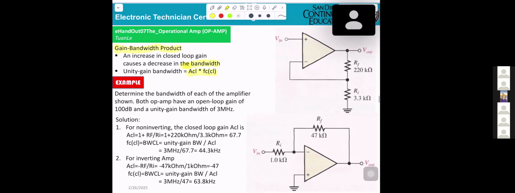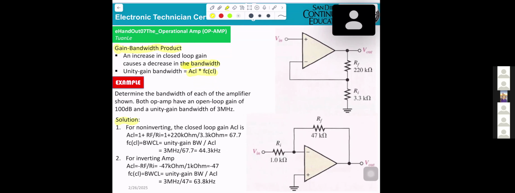Gain bandwidth product. An increase in closed loop gain causes a decrease in the bandwidth. We already know, if you want to get a high voltage gain, the bandwidth will decrease. Unity gain bandwidth equals ACL times FC, and they give you the example here, and also the solution.